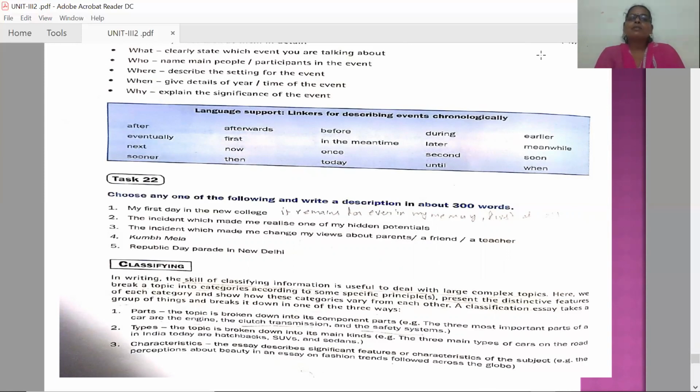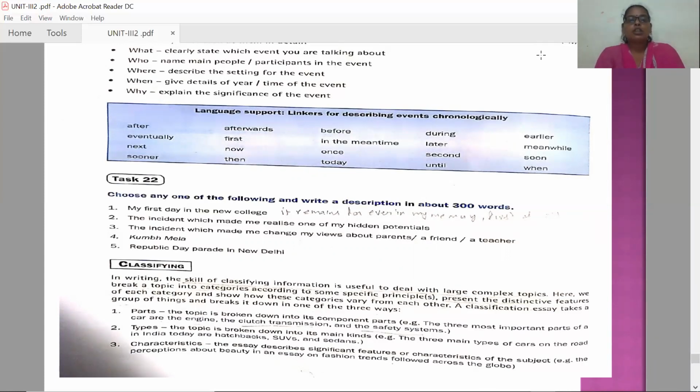So why is classifying important? Classifying information is very useful because when you are asked to write an essay, you should make sure what you have to classify, what elements you should put in first, what elements you should put in next, and what comes last. So you should be very careful in learning classifying. A classification essay takes a group of things and breaks it down in three ways. So what are those three ways?